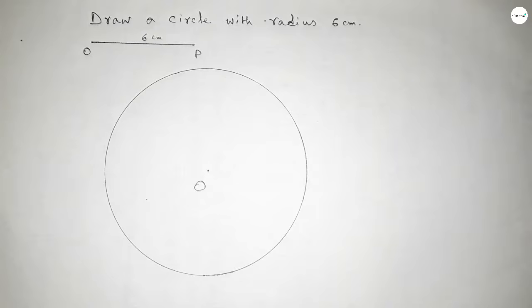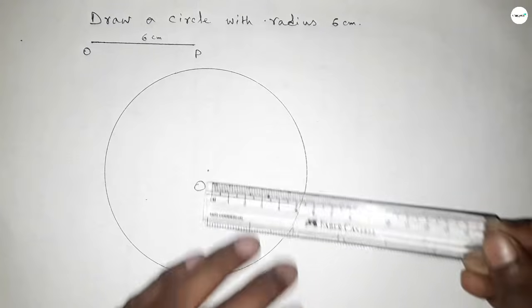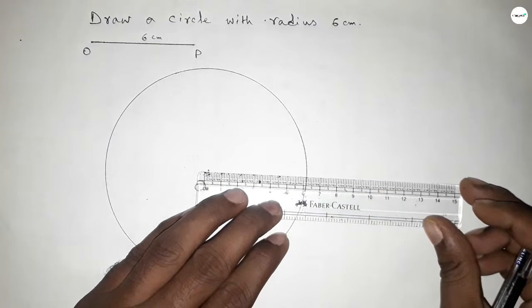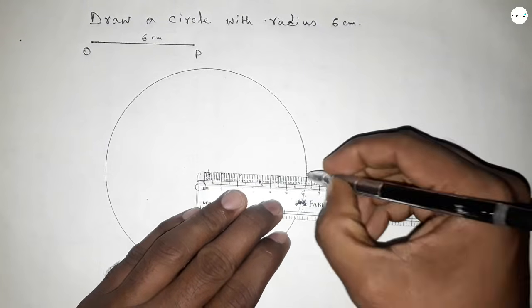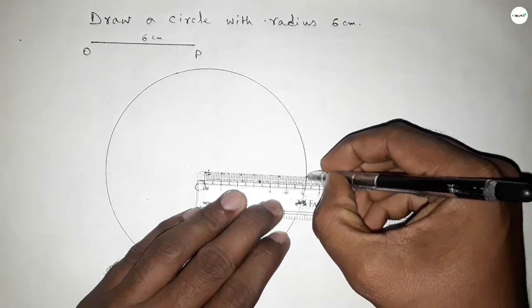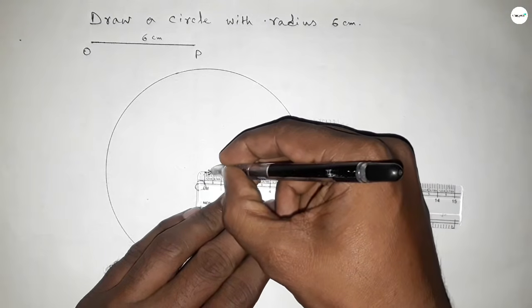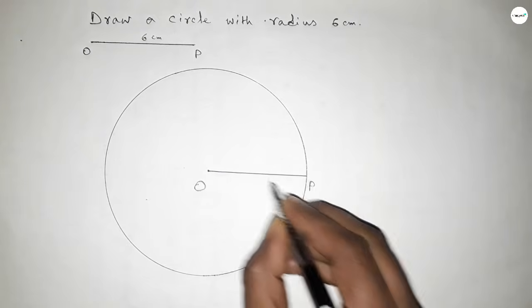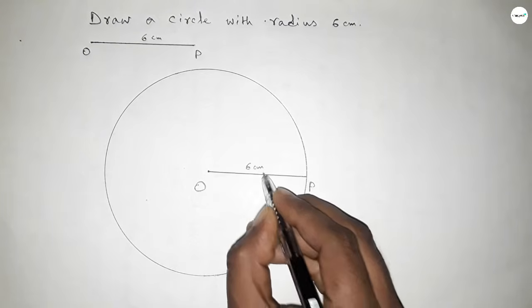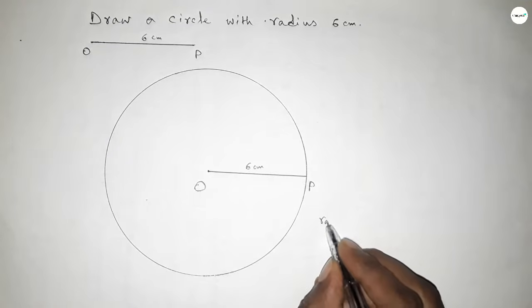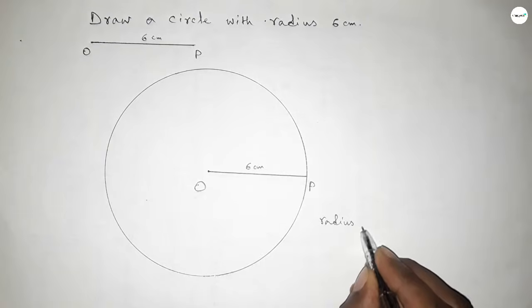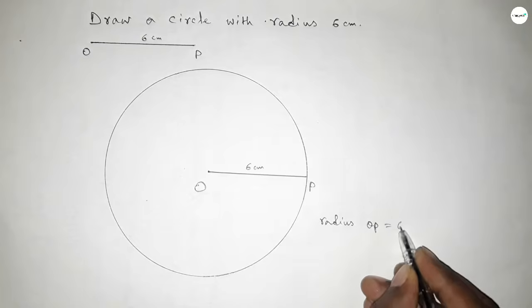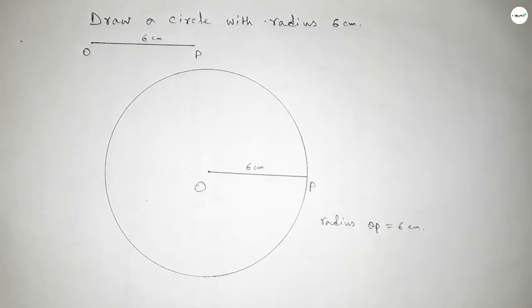Okay, now joining the center and the perimeter to get the radius. So first joining this line to get the radius of this circle. Okay, so this is P, so radius OP equal to 6 centimeter. So therefore radius OP equal to 6 centimeter.